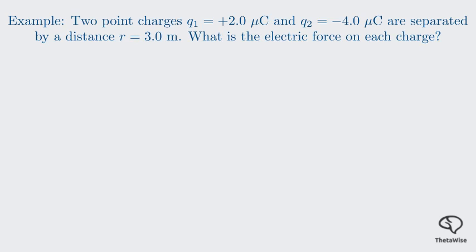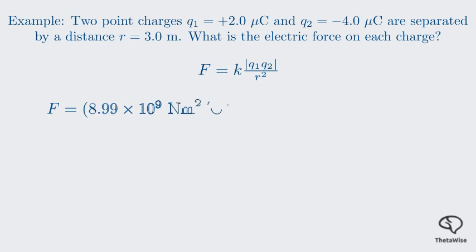First, let's think about the direction of the force. Since we have a positive charge and a negative charge, they will attract each other. So the force on Q1 will point towards Q2, and the force on Q2 will point towards Q1. Now, let's calculate the magnitude of this attractive force using Coulomb's law. We plug in our values. Coulomb's constant K is 8.99 times 10 to the 9th. For the charges, we take the absolute value, so we have 2 times 10 to the negative 6th and 4 times 10 to the negative 6th.